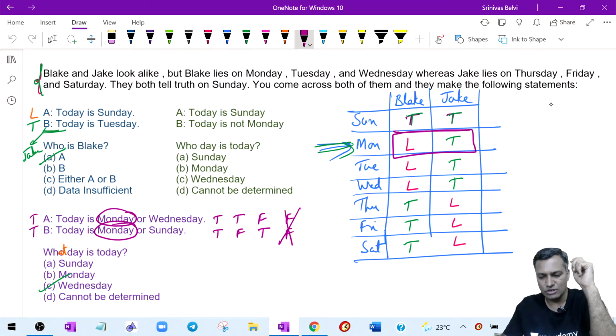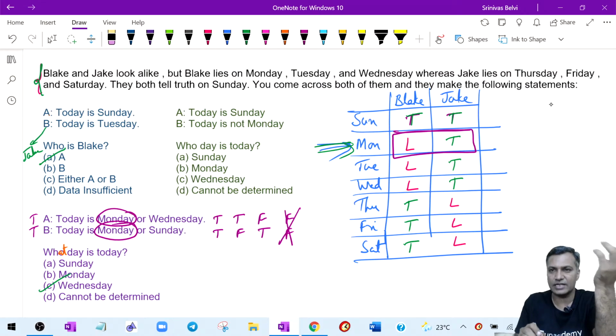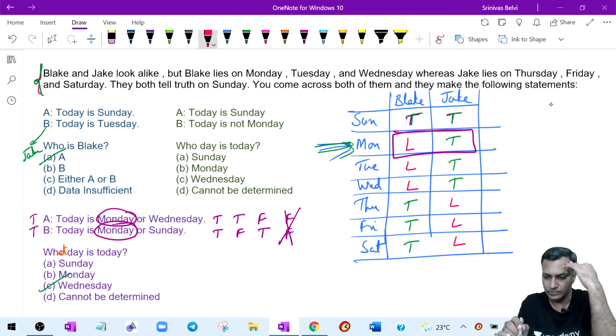How is it false in question number 1? Question number 1 is also false. If it is Sunday, what is wrong with you, Amitesh? So why are you getting confused? It's a confusing topic, I understand, but don't get confused.